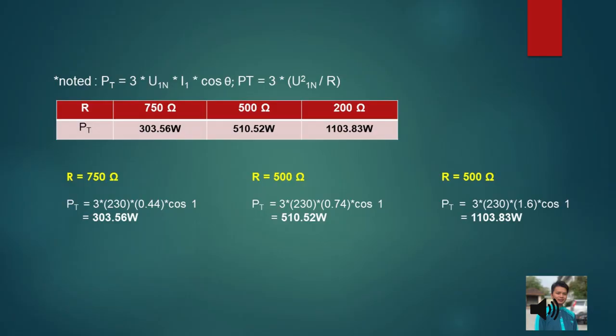For the total power, it also increased from 306 watt, to 511 watt, to 1103 watt. So, from this result, we can conclude that the lower the value of resistance, the more the current and power will be.